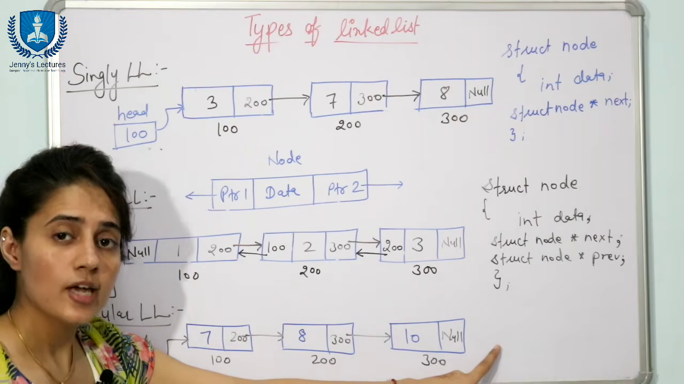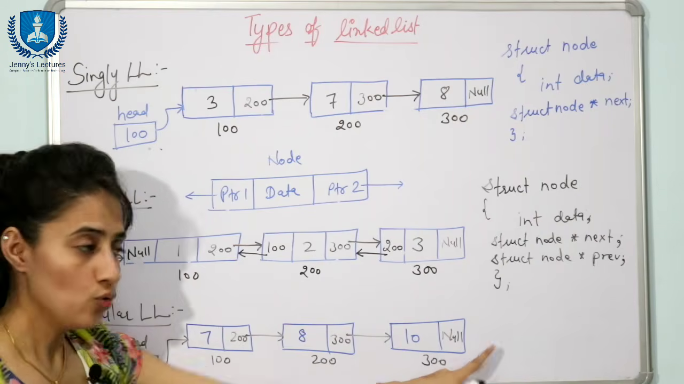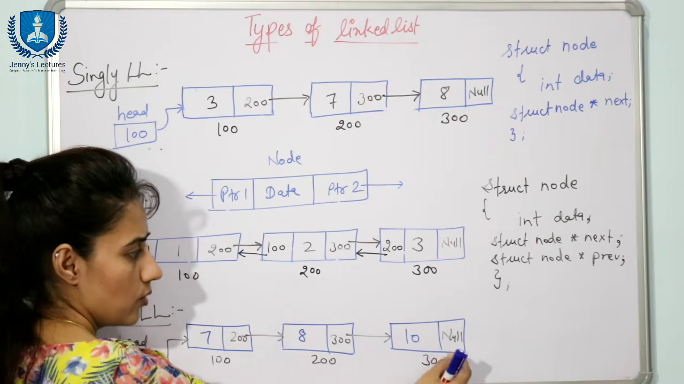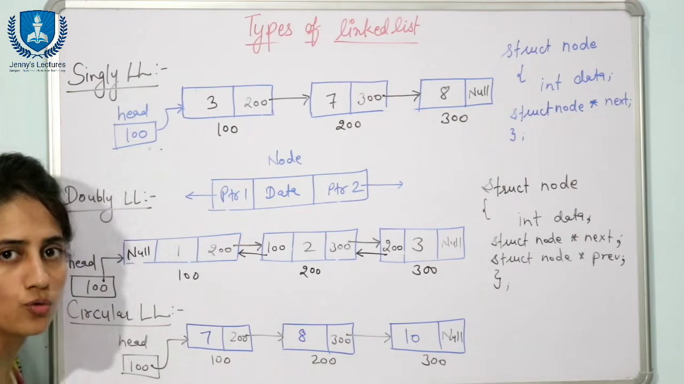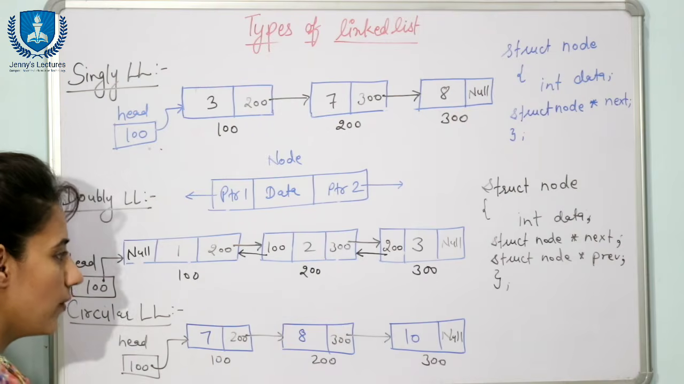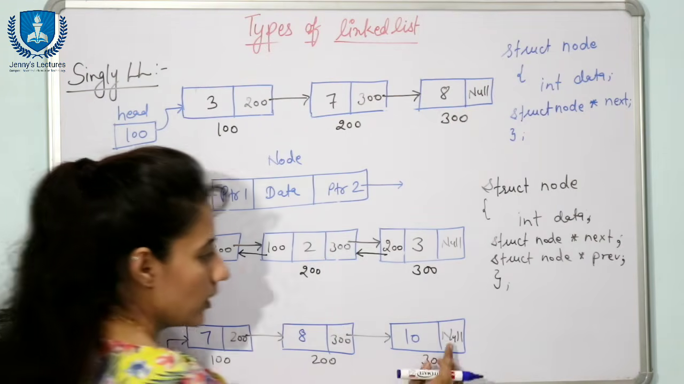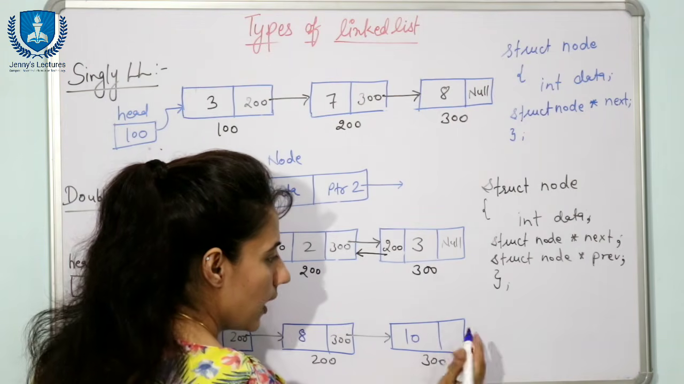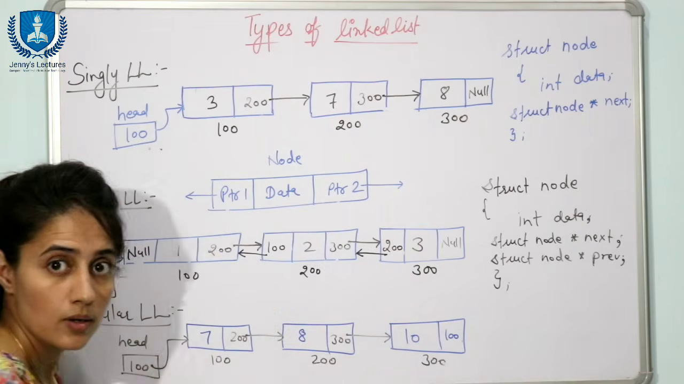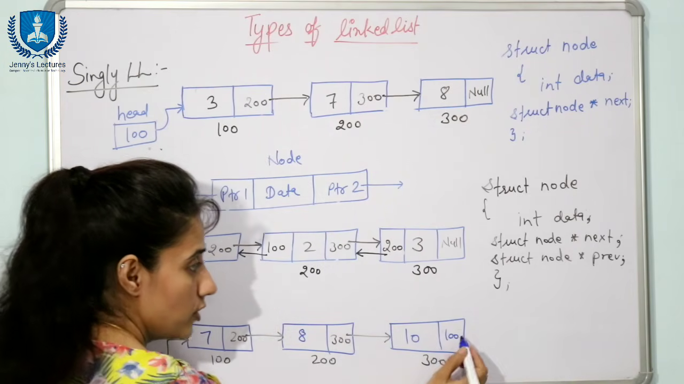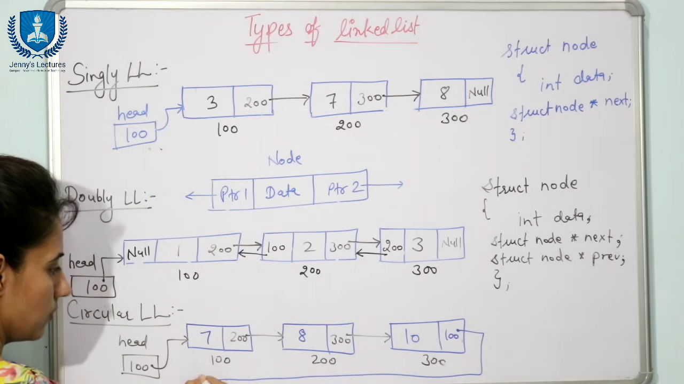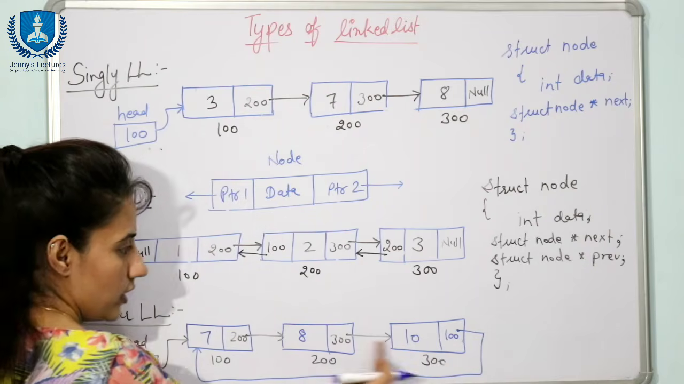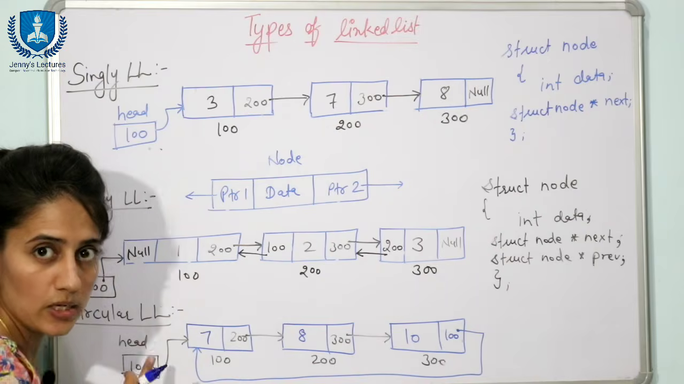But to make it a circular linked list, what are you going to do? In the last node of this list, we are going to store the address of the first node. The address of the first node is 100, so here you are going to store 100. Now this node is going to point to the first node.